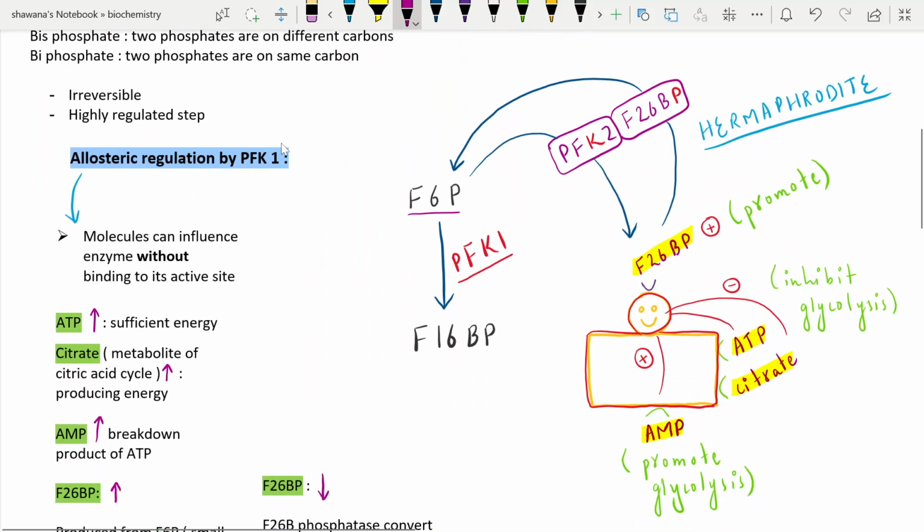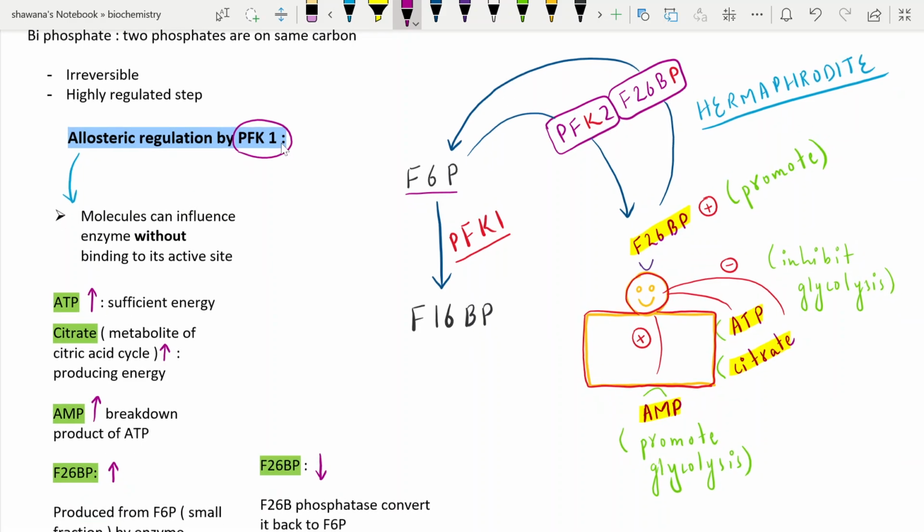So let's discuss the allosteric regulation of PFK1, phosphofructokinase 1. What is the meaning of allosteric regulation? It means that some molecules, some substances, will affect the enzyme without binding to its active site. They are allosteric regulators of that enzyme. They bind to the allosteric site, not the active site, but they will regulate the activity of that enzyme.